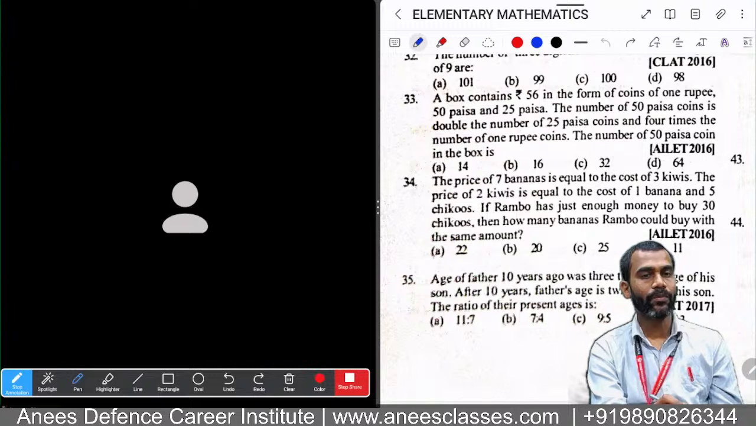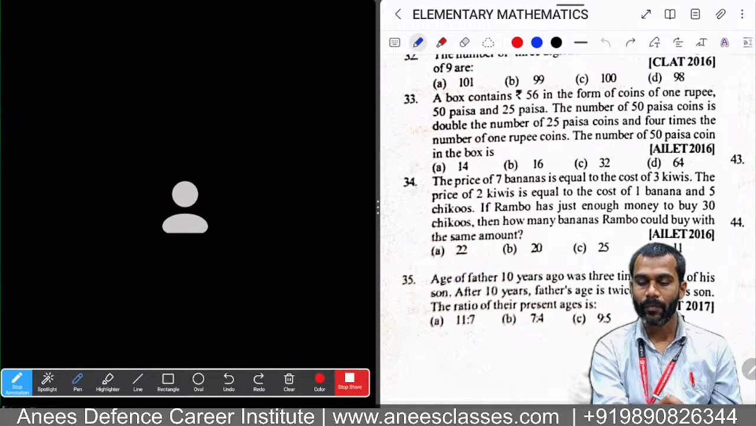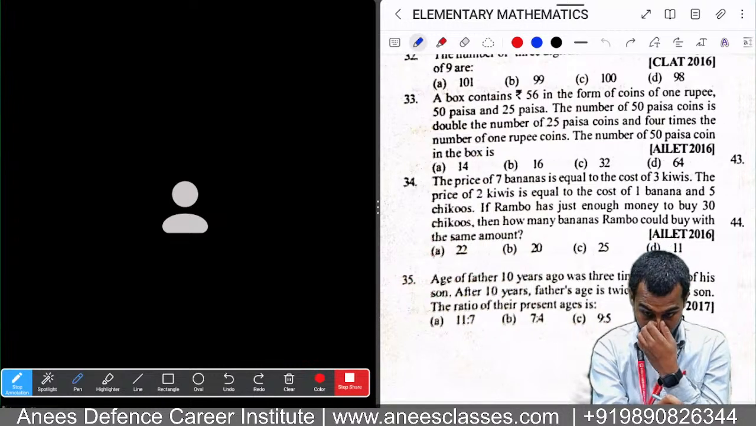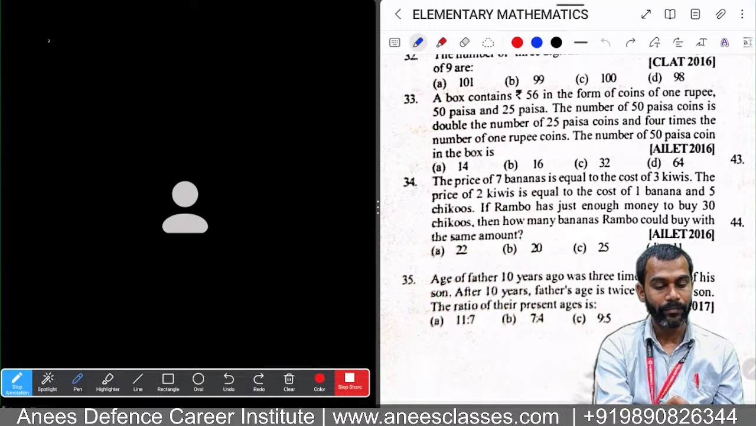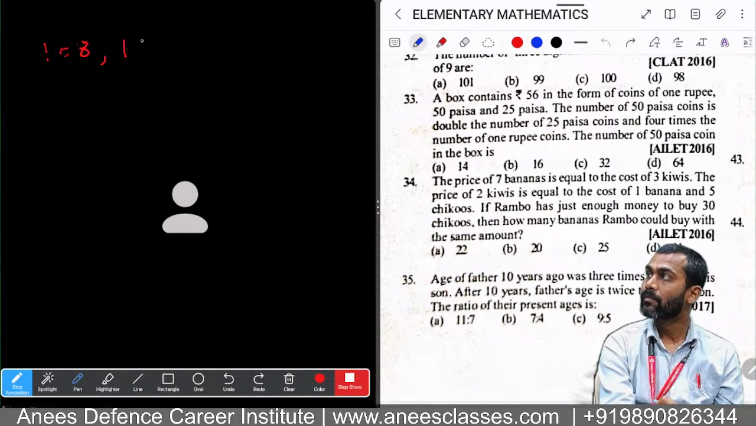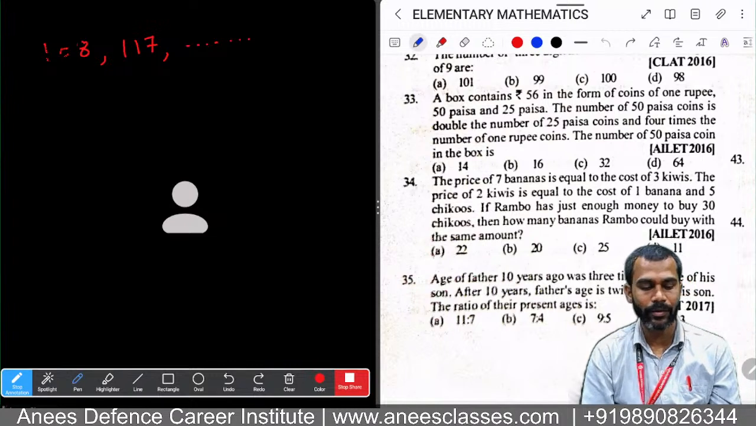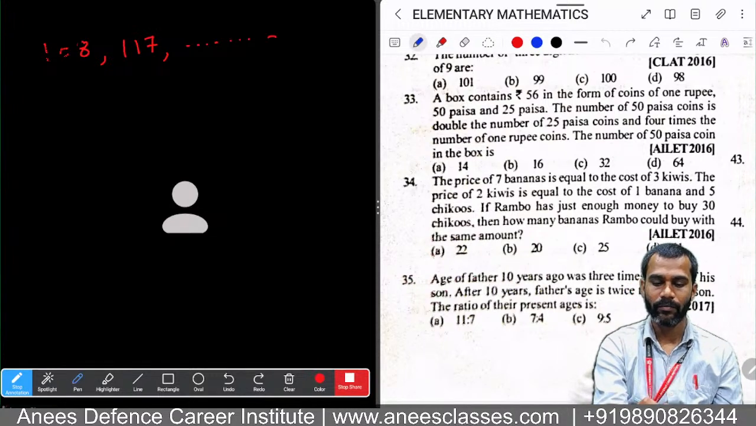See, we need to find out the first number which is a multiple of 9, right? First 3-digit number, tell me. 108. And then 117, and so on. Tell me the last 3-digit number. 999. AP. What is the formula?